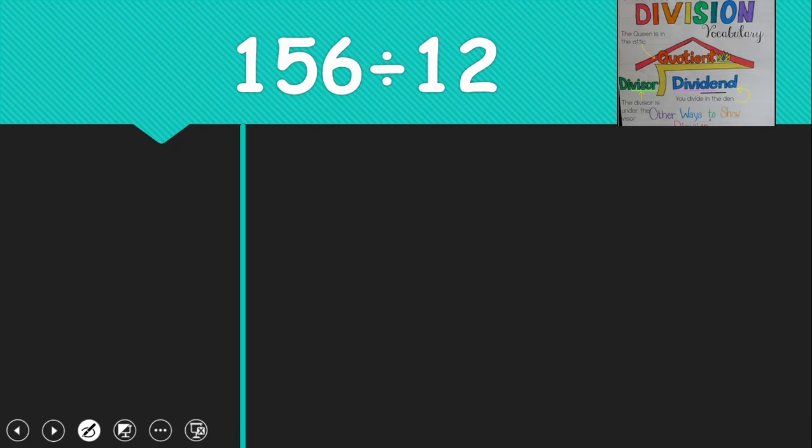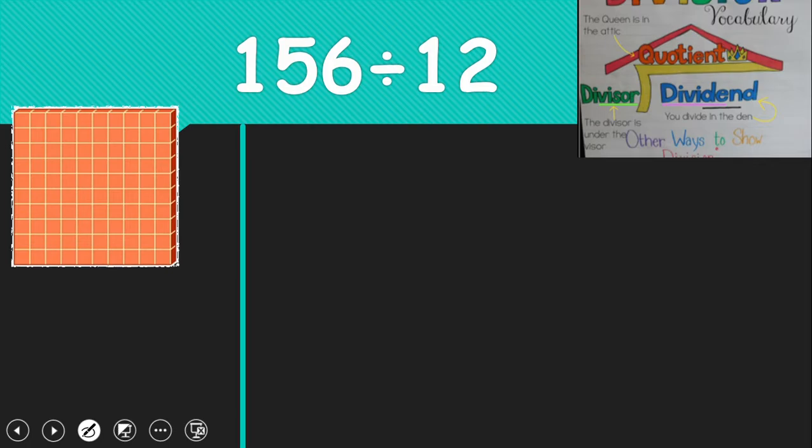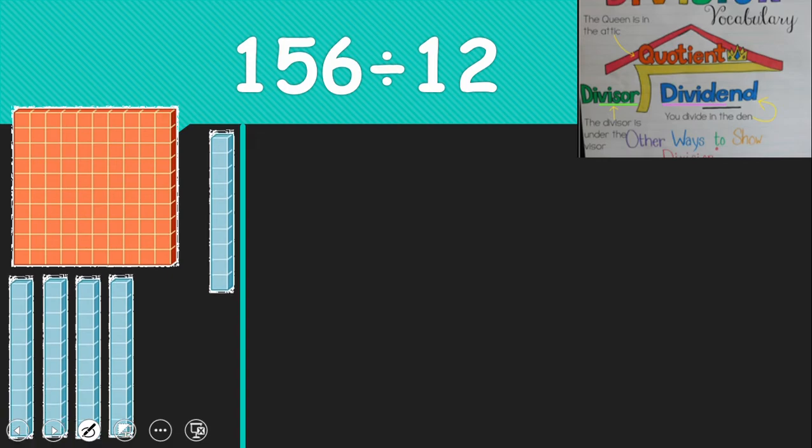All right, so our problem here is 156 students divided by 12 students because we want to find out how many rows we have. And I have this up in the corner because I want to remember that my quotient, my queen, is up in the attic, my divisor is under the visor, and my dividend is in the den. Now I would like you guys to draw a flat to the left side of the Cornell format notes, and then draw 5 longs because we have a 5 in the tens place, and then 6 ones or 6 units, like little dots right there.